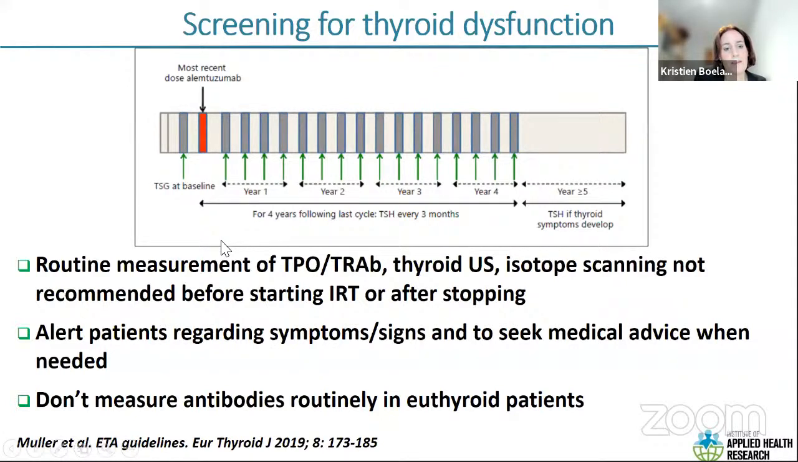So what is recommended is that you measure a serum TSH at baseline, and that you then do 3 monthly thyroid function tests for the 4 years after alemtuzumab administration. It is not recommended that before you start or after you stop it, that you routinely measure thyroid antibodies, perform a thyroid ultrasound, or do isotope scanning, but we should also alert patients regarding symptoms and signs of hyperthyroidism and tell them to seek medical advice when this is needed.